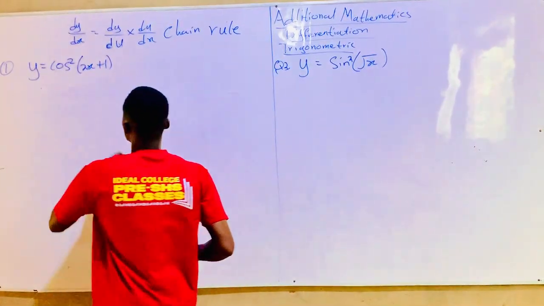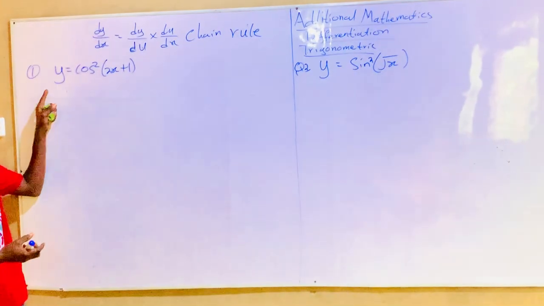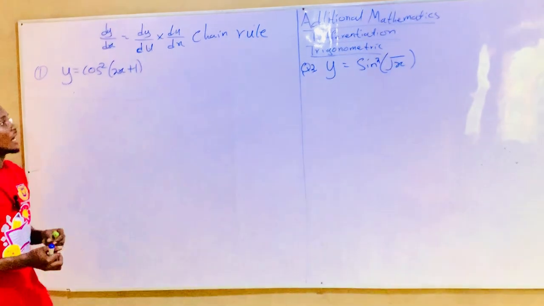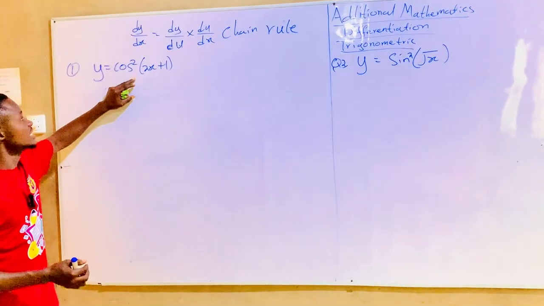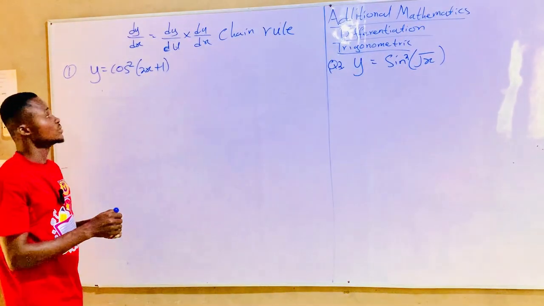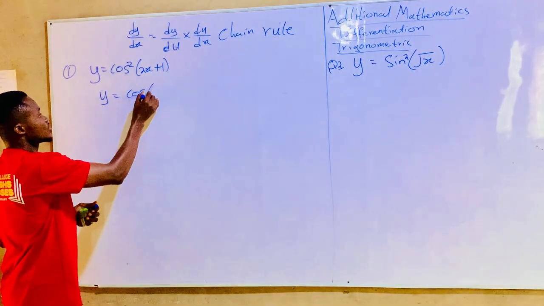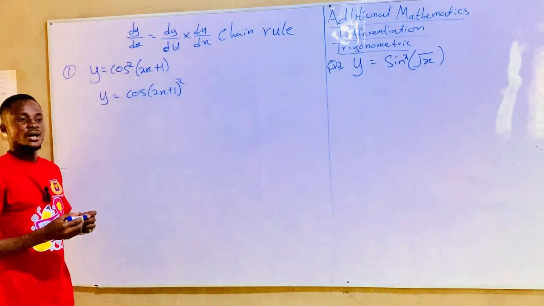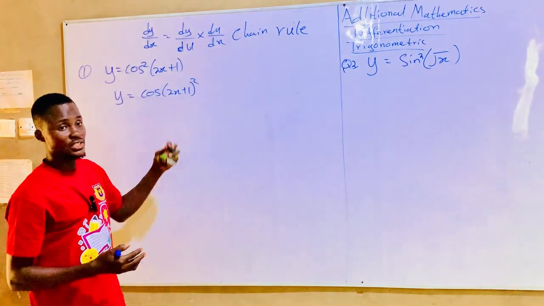Now, when we take a look at this example over here, which says that y equals cos squared of (2x + 1). From here, what do we do? We have to rewrite this trigonometry to suit the chain rule. So we have y equals (cos(2x + 1)) all squared. Now, after you are done writing this, we have to differentiate it.